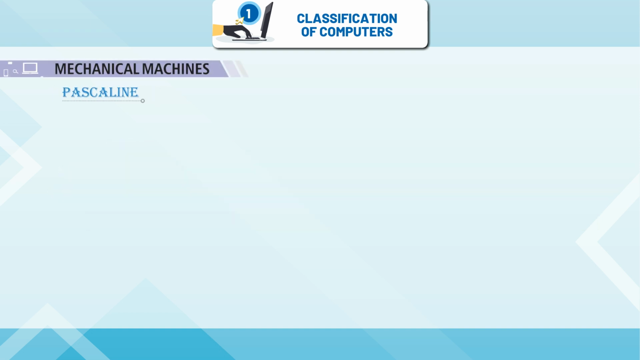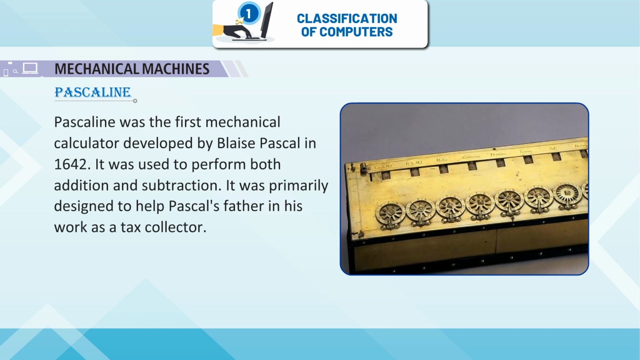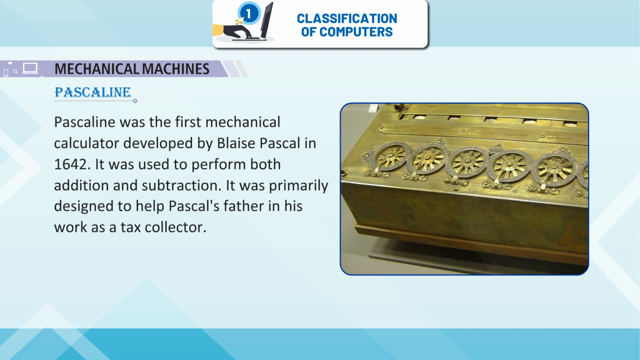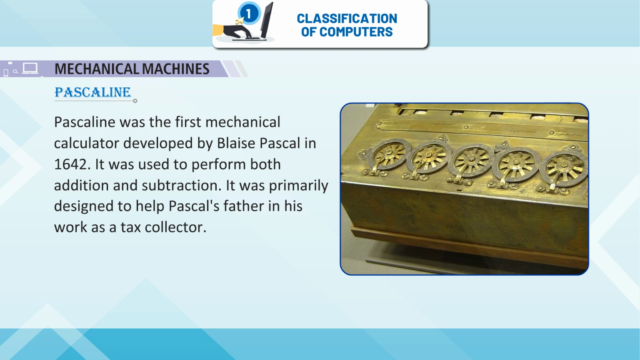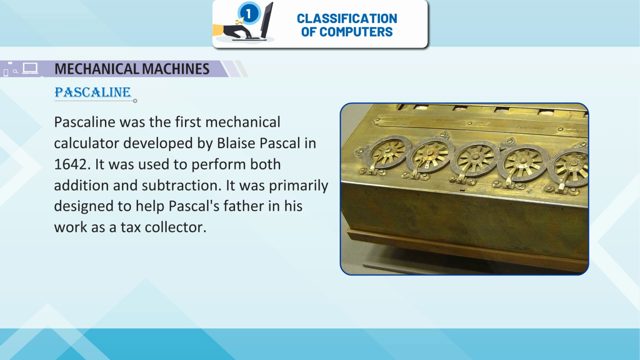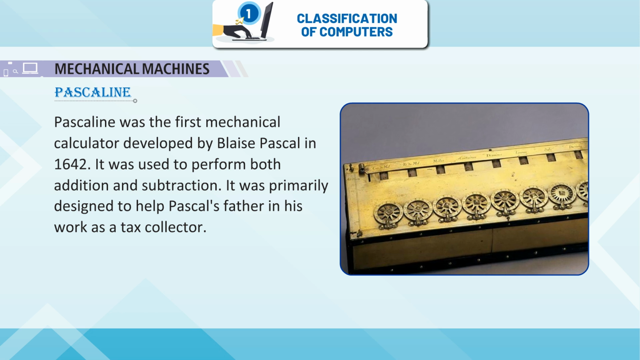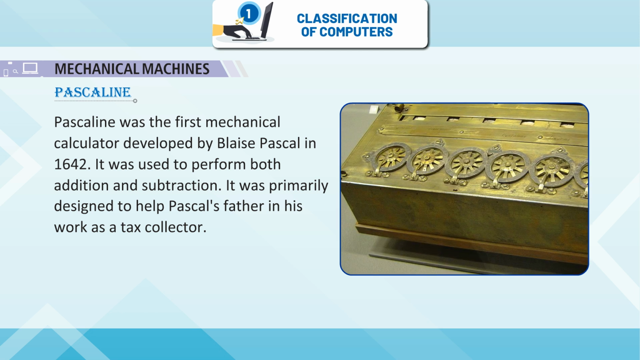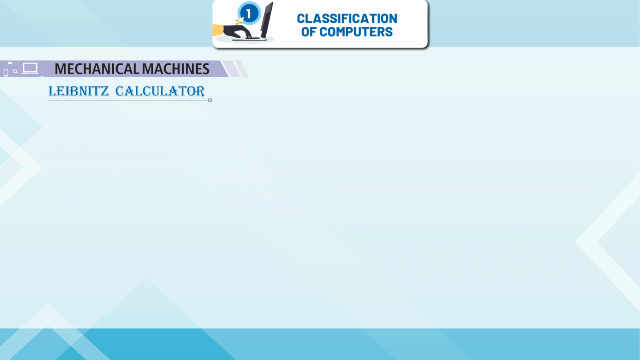Mechanical machines. Pascaline. Pascaline was the first mechanical calculator, developed by Blaise Pascal in 1642. It was used to perform both addition and subtraction. It was primarily designed to help Pascal's father in his work as a tax collector.